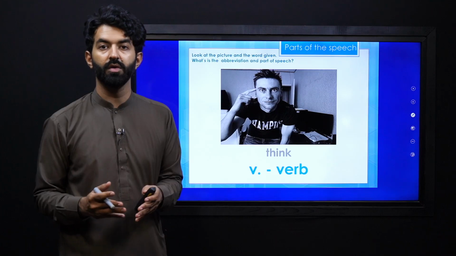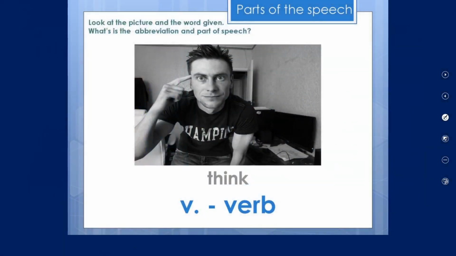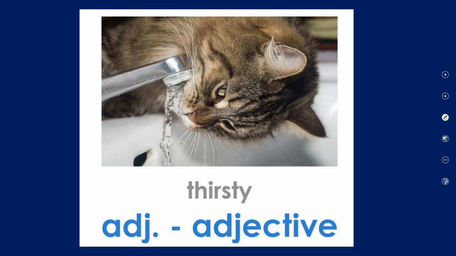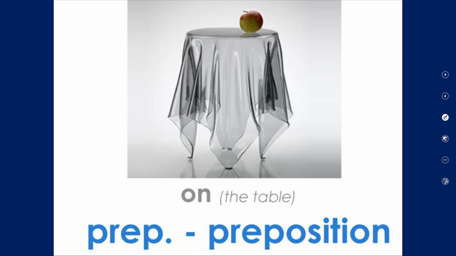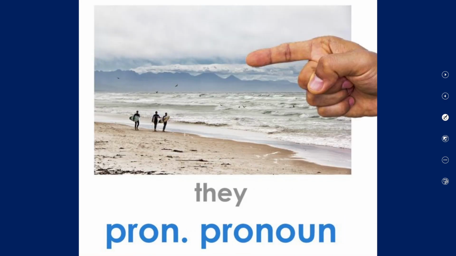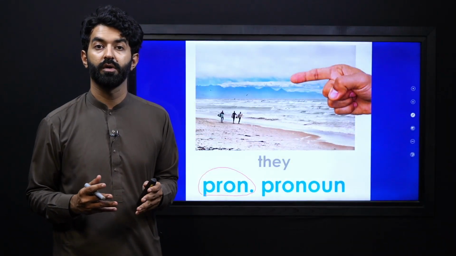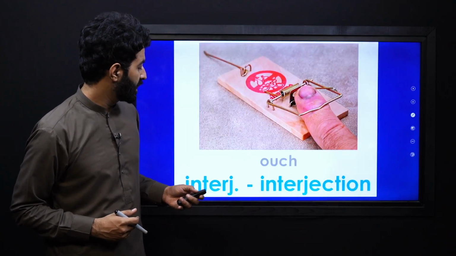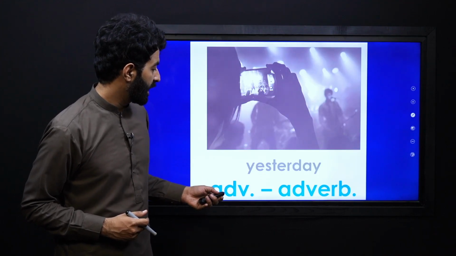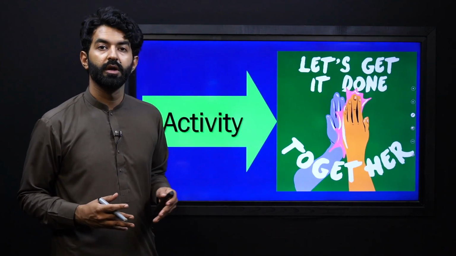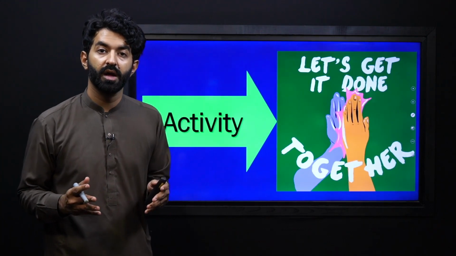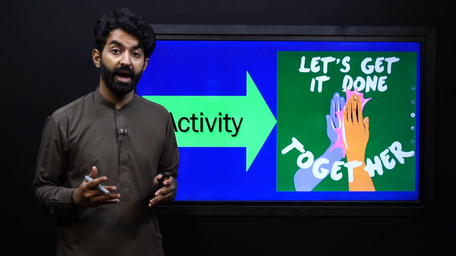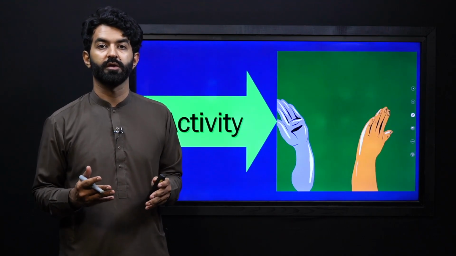Some more examples are here. You can pause the video and look them up thoroughly. Think is a verb. Also thirsty is an adjective. On is the preposition. They is a pronoun denoted by pron followed by a period or a full stop. So similarly, conjunction, interjection, adverb, and so on. So we have seen all the parts of speech's abbreviations and how we can identify them in the dictionary or thesaurus.